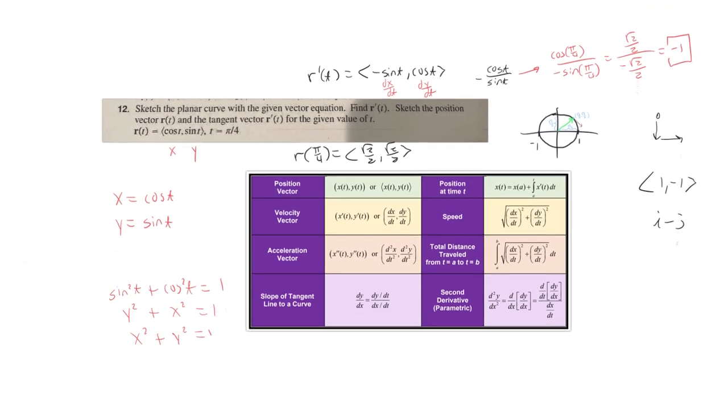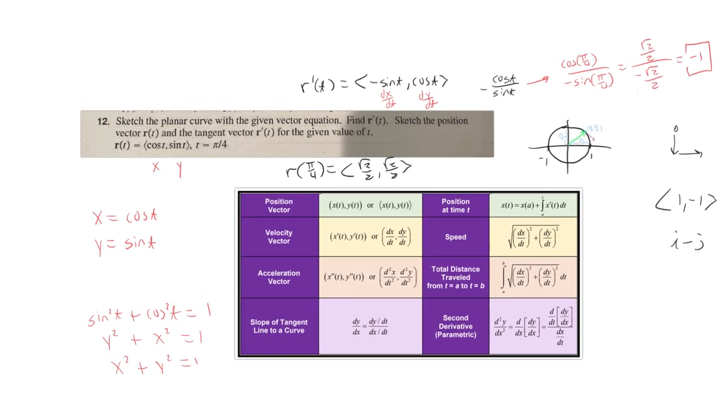So notice what was involved. Well, sketching, you needed this insight about the Pythagorean identity, right? x equals this, y equals that, and then you recognize, oh, I'm dealing with a circle. Interesting, right? So you draw your circle, it turned out to be a unit circle. R prime of t, not a big deal. That's literally just doing this. Sketch the position vector, r of t, nothing more than plugging pi over 4 into the position vector itself.